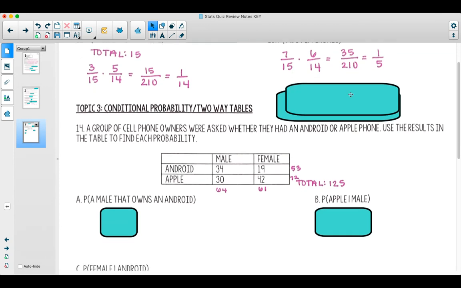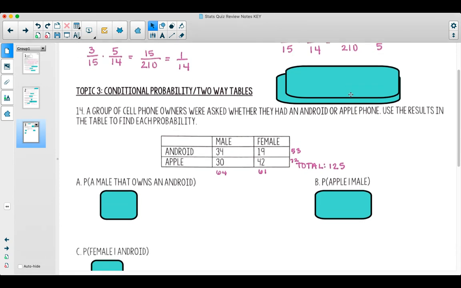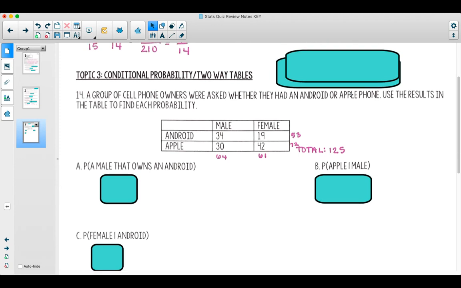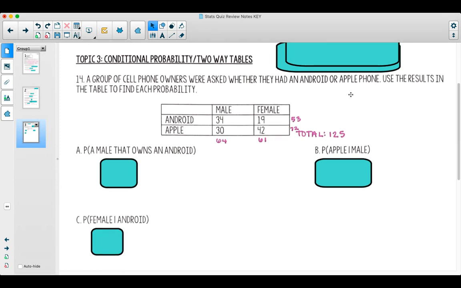Okay. Our last topic is the conditional probability, the two-way table. So this is mainly what we're going to focus on. So in 14, a group of cell phone owners were asked whether they had an Android or an Apple phone. Use the results from the table to find each probability. So first thing I did, I found the total number of each column and then the total of 125. That line in B and C means that it's a given. So in part A, it's just what's the probability that there's a male and he owns an Android. So that probability would just be 34 over 125.